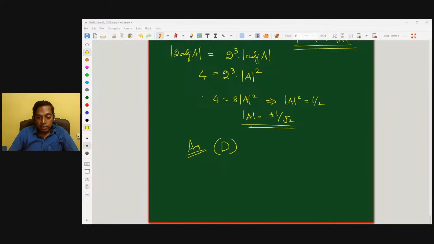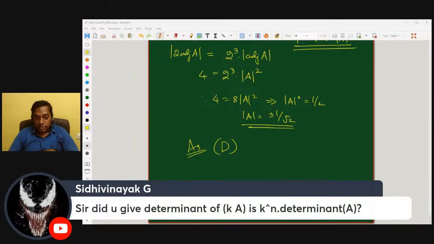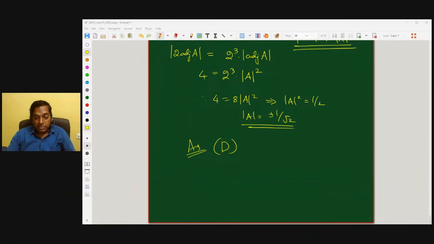Okay. Yes, I did give that. Determinant of K A is K power n determinant A. I did give that, Siddhi Vinayak. I did mention that. In fact, I gave an example and said if I multiply everything by 5, the thing will get multiplied by 5 cube. I said that. I just didn't do it specifically for adjoint. That's all. But as you can see, you can derive it like the way I just showed you.